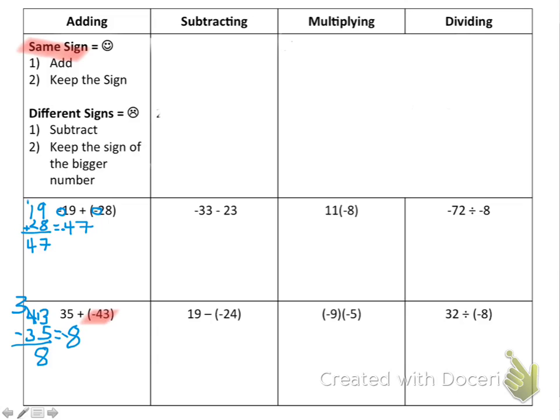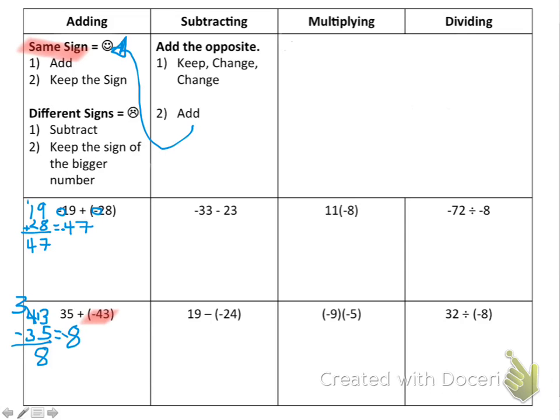Now let's look at the next one, which is subtracting integers. And subtracting and adding are related. Our rule for subtracting integers is that you add the opposite. Instead of subtracting, we're just going to add the opposite. So you're going to keep, change, change, and then follow our rules for the addition. All right, let's do it.